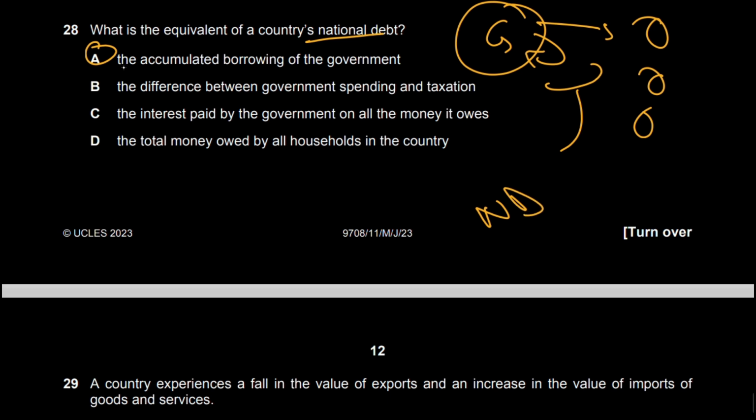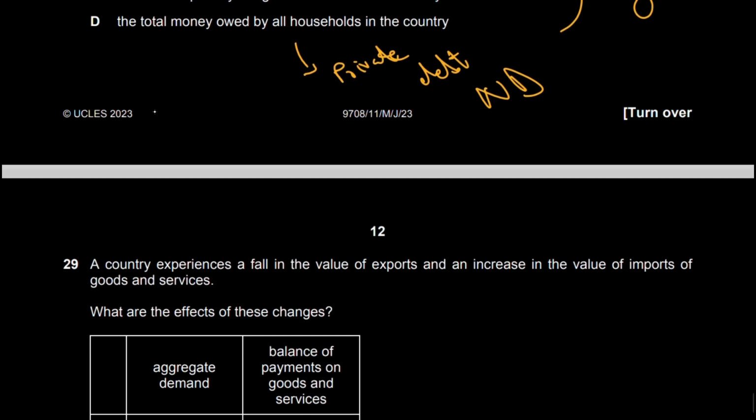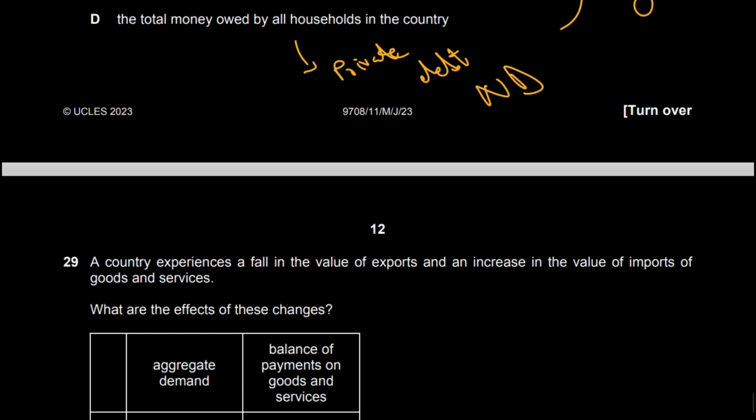Moving on, option B is wrong because the difference between government spending and taxation is not our national debt. Option B's answer may be a deficit or a surplus. Option C states the interest paid by the government on all the money it owes. Now that too is wrong. Option D states the total money owed by all households in the country. Now this one will be private debt, which will not affect any country's national debt. For example, if I took a loan of $500 from a bank, it will not affect the national debt of a country.